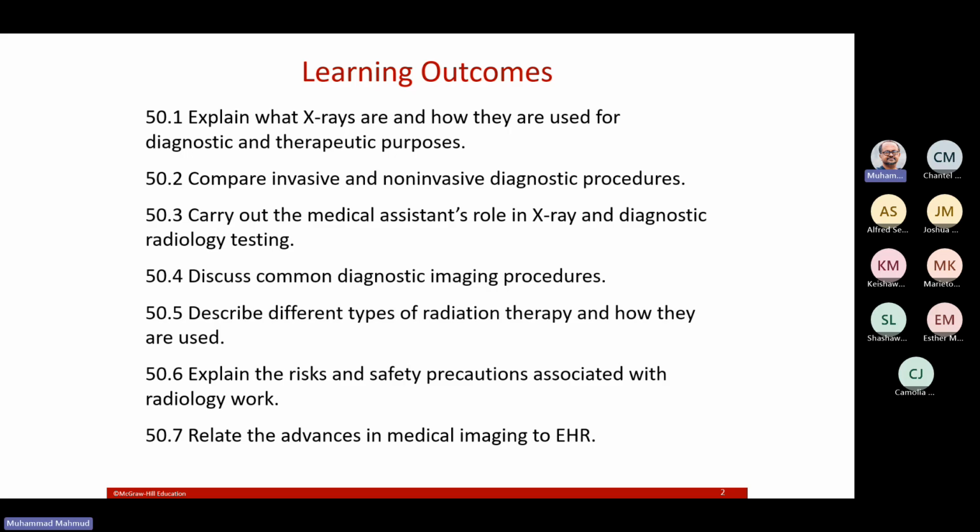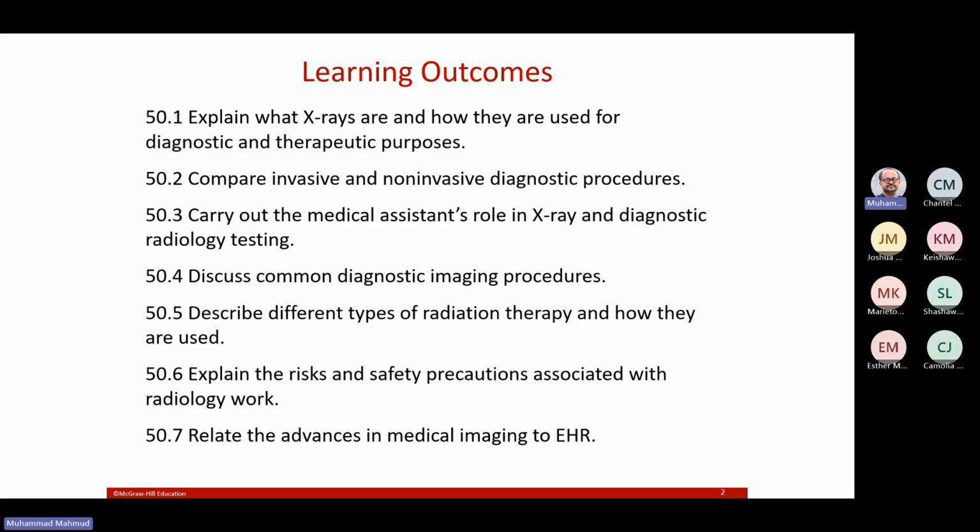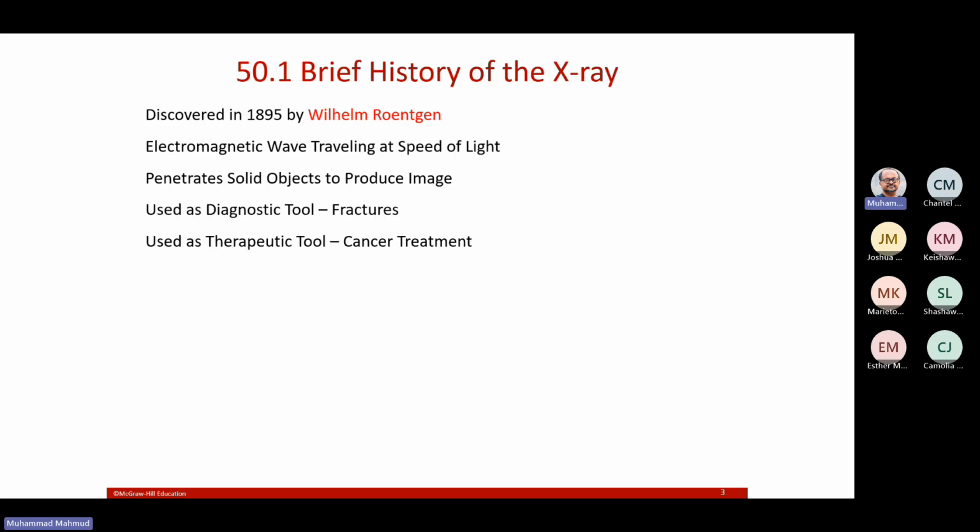We'll also explain risk and safety precautions associated with radiology work and this advanced technology in medical imaging and EHR. Let's start with the history first.